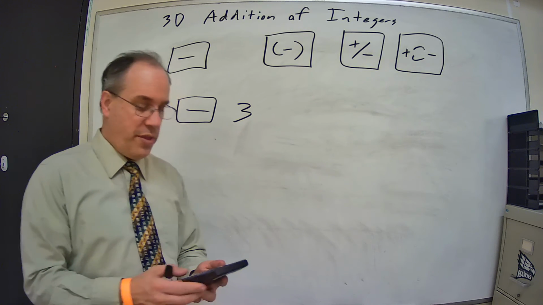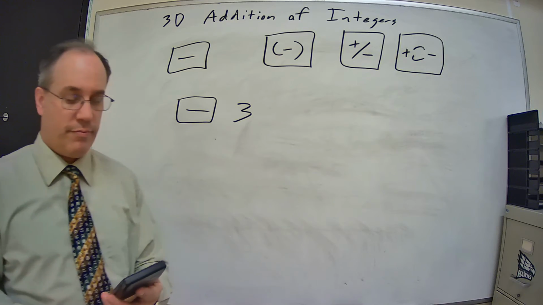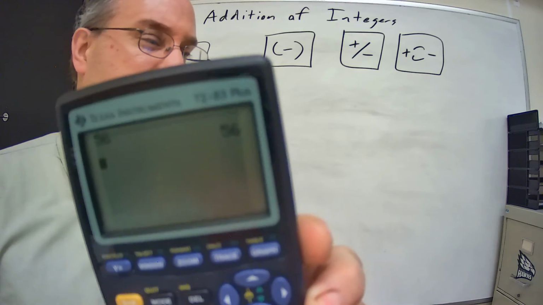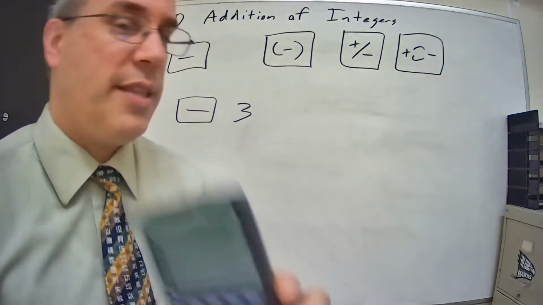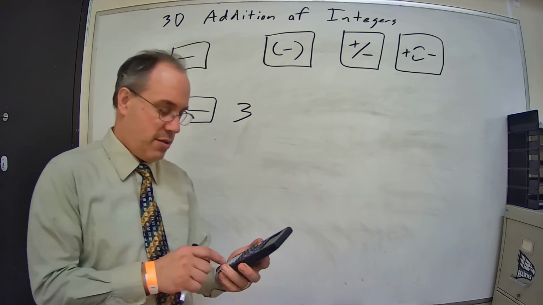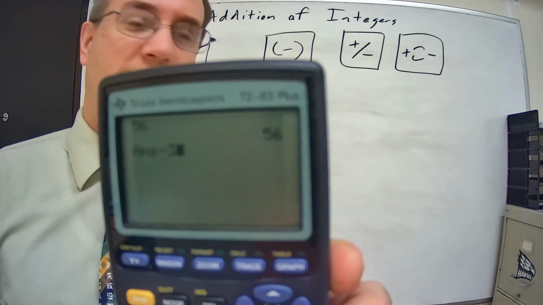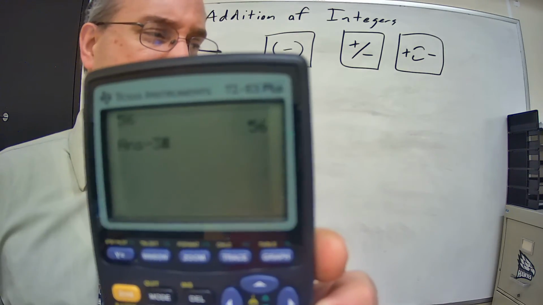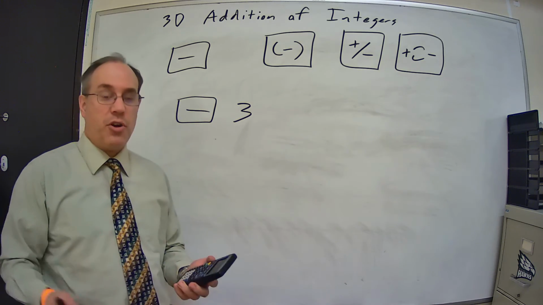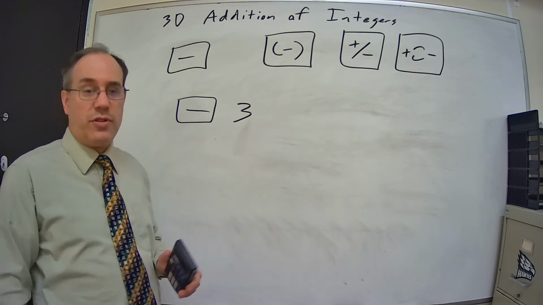Okay? The other thing that can happen is if there is already some value in there. So right now I have 56 in the calculator. If I go minus 3, it now tries to take that answer that's in the calculator and subtract 3 from it. So it's great, it's subtracted. Unfortunately, we're trying to get a -3. So that's a dangerous thing to do.